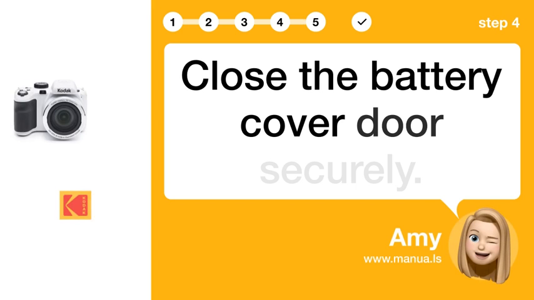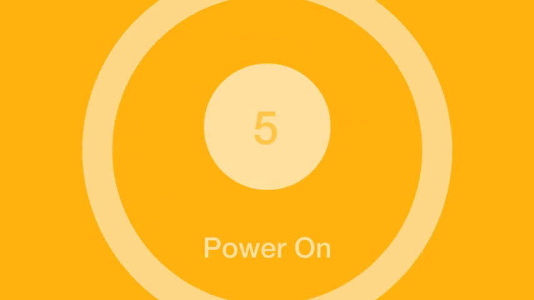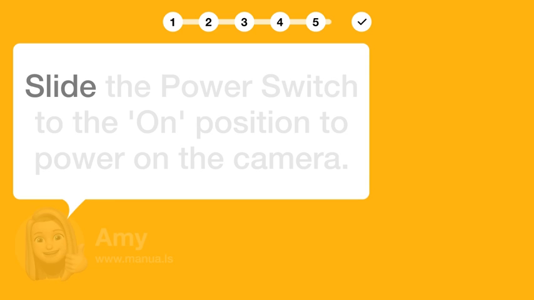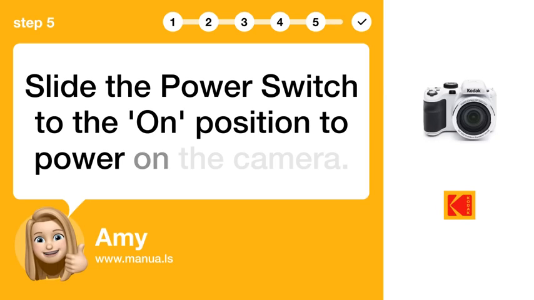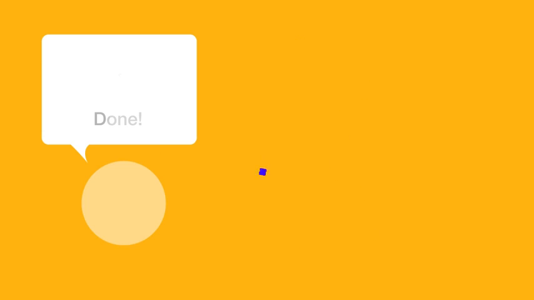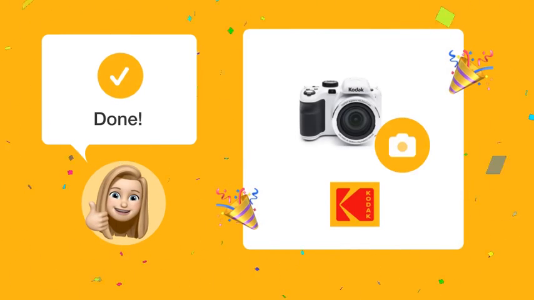Step 4. Close cover. Close the battery cover door securely. Step 5. Power on. Slide the power switch to the on position to power on the camera. Now you should be able to easily power your Kodak PixPro AZ401 camera with batteries.